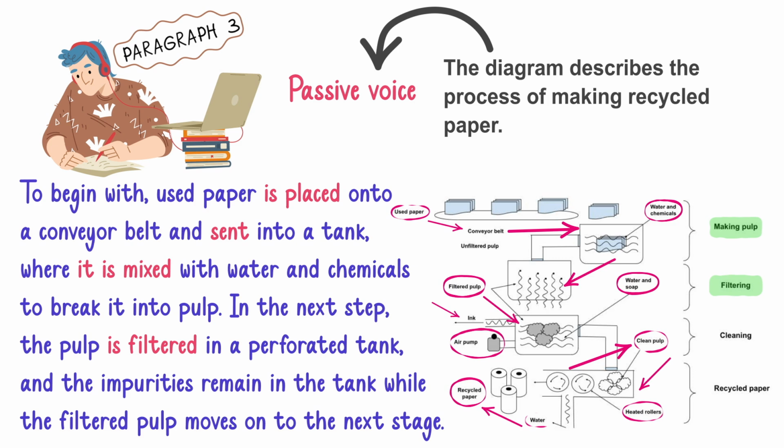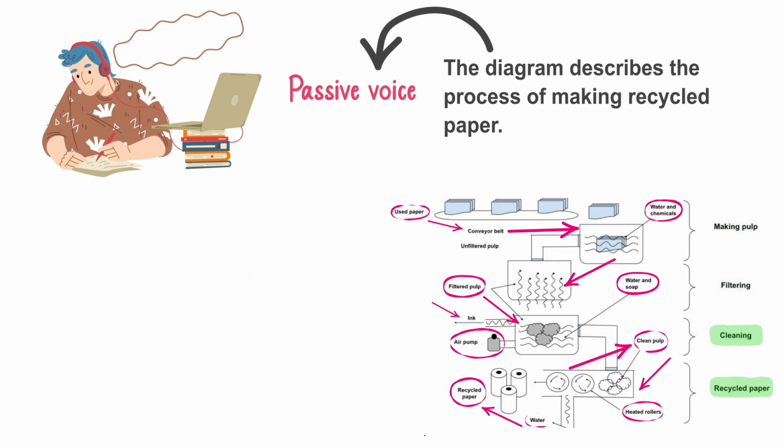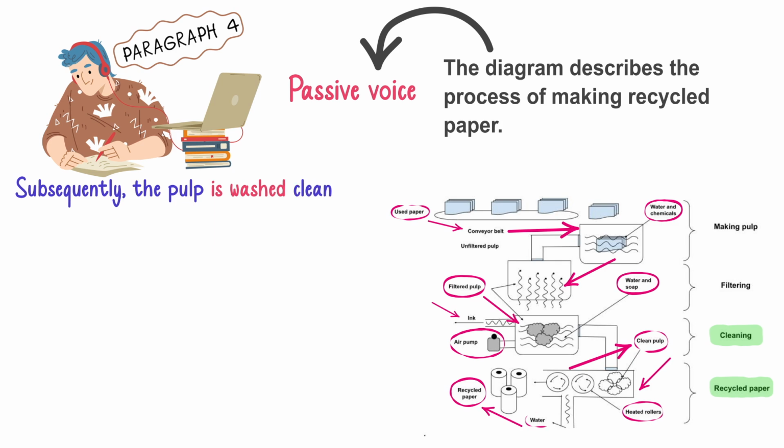Right? Now, what happens in the next stage is what we are going to cover in our next paragraph. This is the cleaning stage. So we start this paragraph with the phrase subsequently. Subsequently, comma, the pulp is washed clean. So washed clean with what? With water and soap, all right?